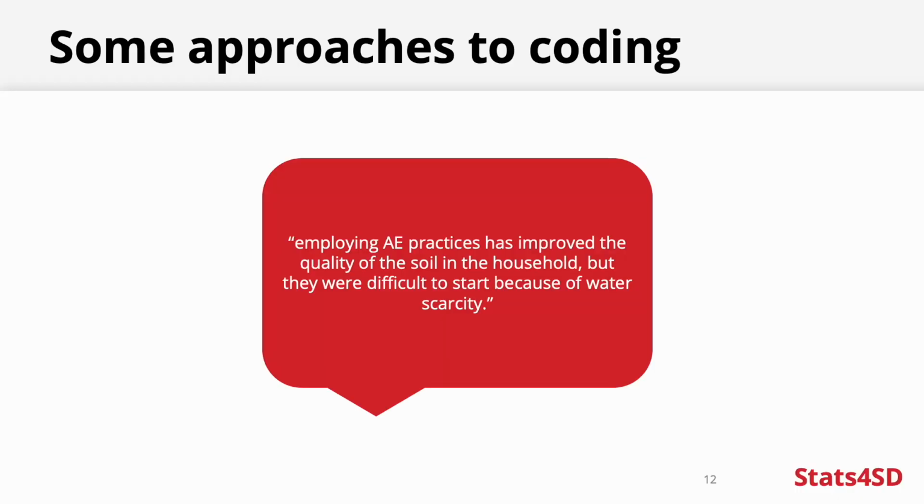The excerpt in the red speech bubble in the middle shows a made-up interview from a study with an interest in exploring farmers' experiences transitioning towards agroecological practices, where a farmer participant shares that employing agroecological practices has improved the quality of the soil in the household, but they were difficult to start because of water scarcity. Coding is an exercise that helps us label segments of text data by capturing important ideas or themes, which we will later organize and structure to make sense of it.